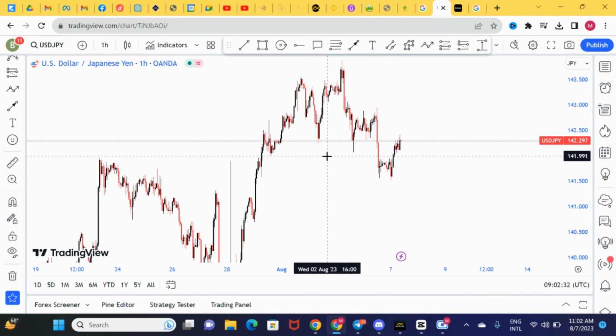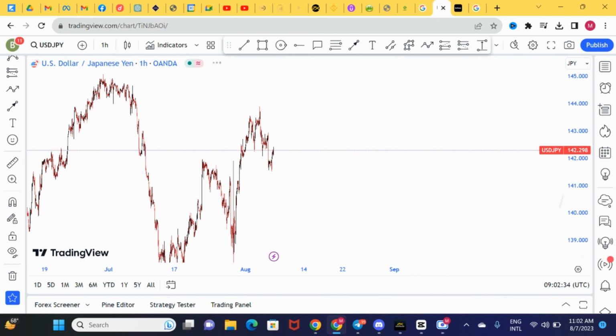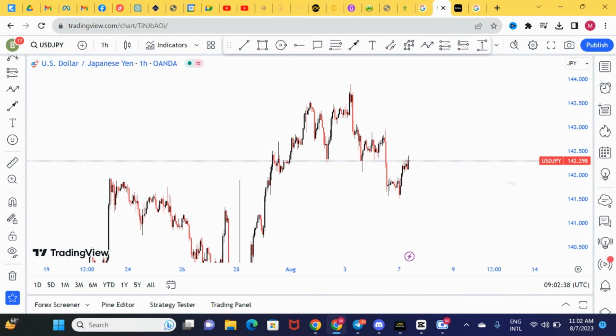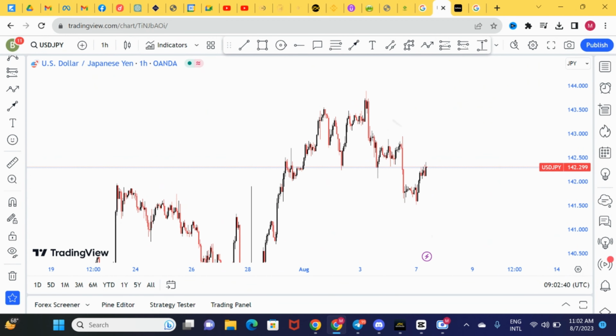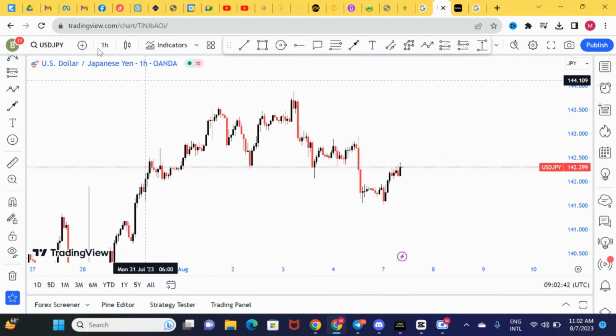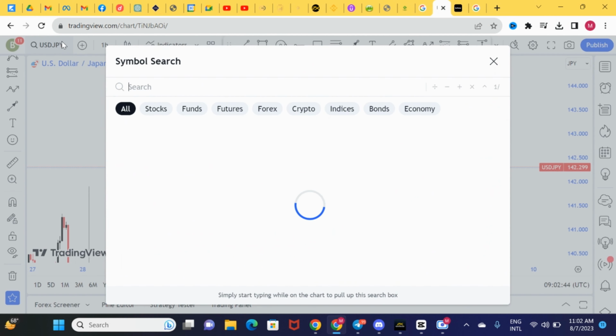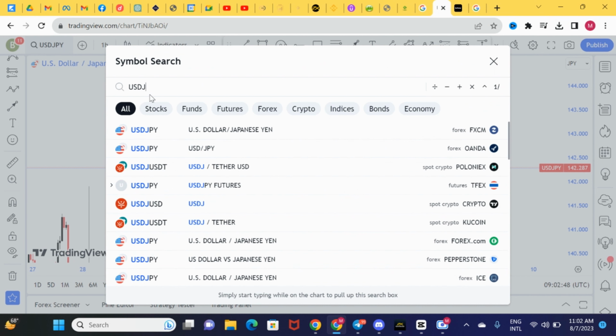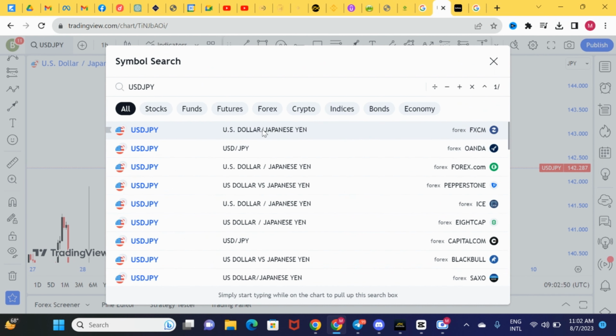Okay, so we're going to look at USDJPY. So when we look at this, we can see how price has been moving. And now what we can see here is, just give me a minute. USDJPY, right?